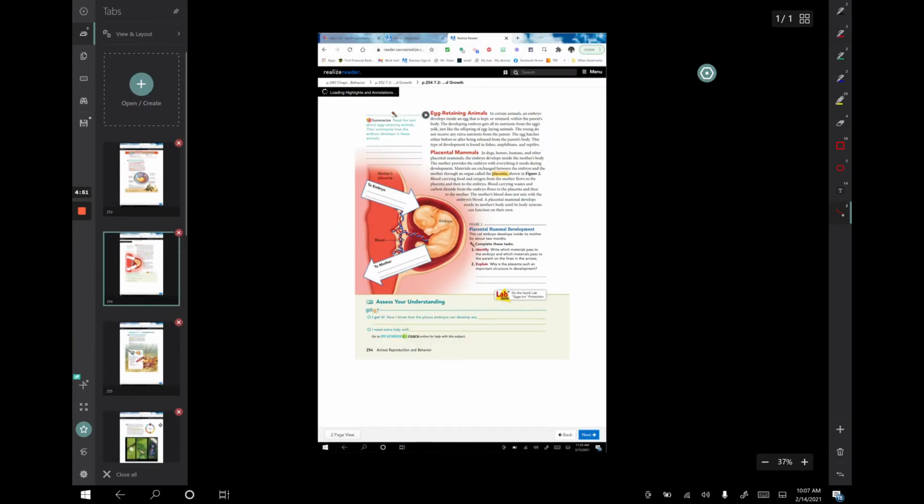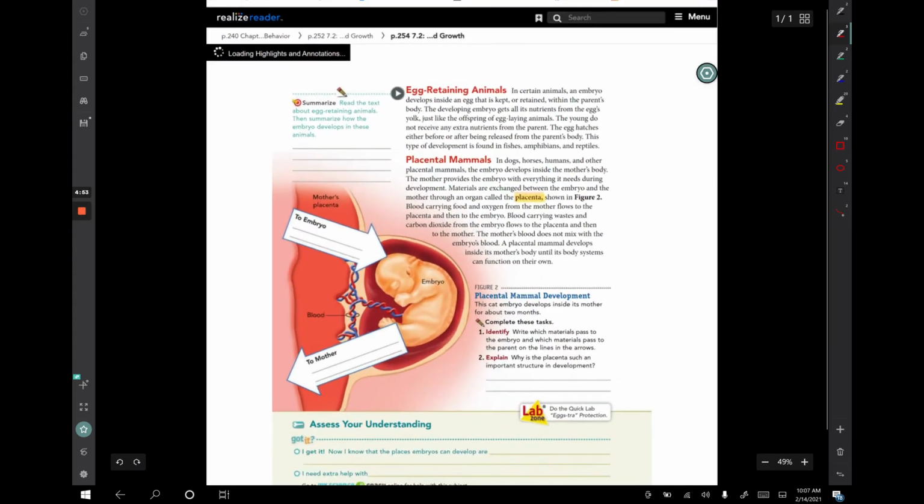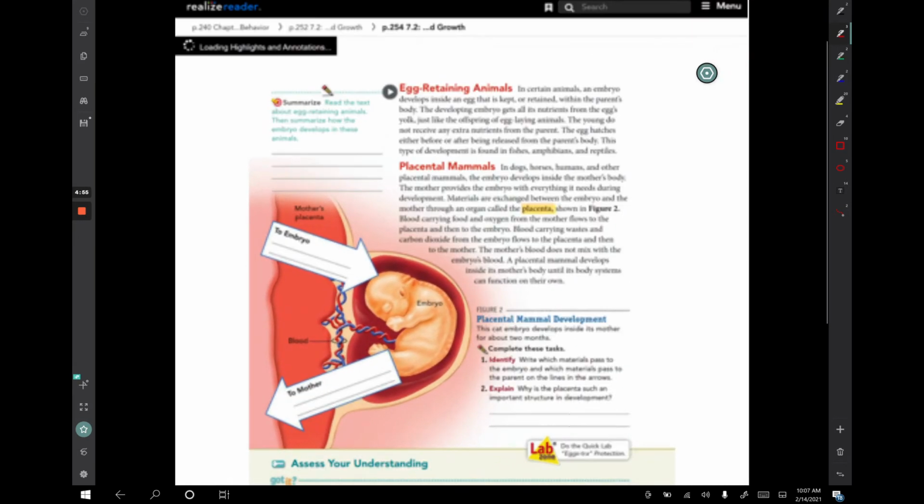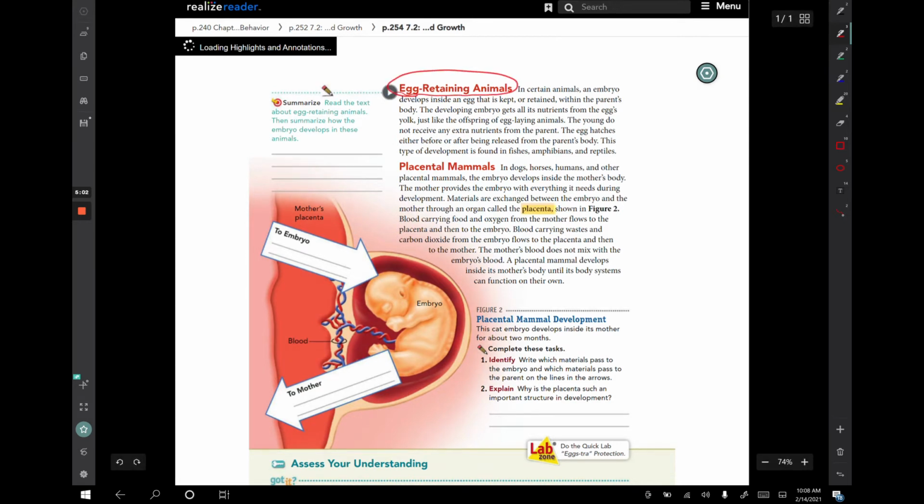Similar to that, we also have some organisms that are called egg-retaining animals. So in these animals, the embryo develops inside an egg, but that egg is kept inside of the parent's body. So just like with the egg that is left or laid outside of the body, the embryo gets all of its nutrients from the egg's yolk.